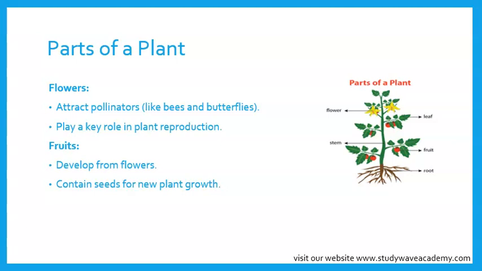And we also have fruits. Another part of a plant is the fruits. The fruits develop from flowers. They grow from flowers, okay? They also contain seeds for new plant growth. They have seeds inside for making more plants. So these are the parts of a plant, okay?